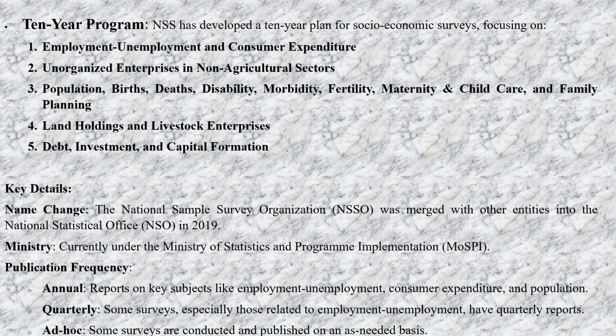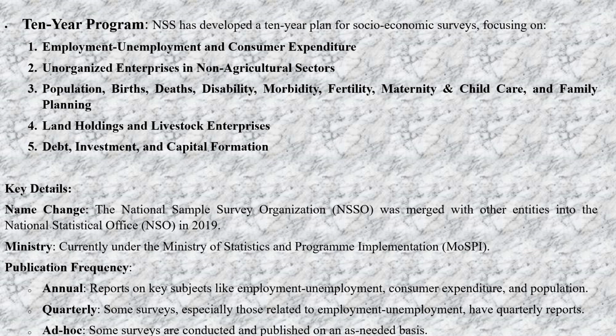10-year program. NSS has developed a 10-year plan for socioeconomic surveys, focusing on: 1. Employment, unemployment, and consumer expenditure. 2. Unorganized enterprises in non-agricultural sectors. 3. Population, births, deaths, disability, morbidity, fertility, maternity and childcare, and family planning. 4. Land holdings and livestock enterprises. 5. Debt, investment, and capital formation.